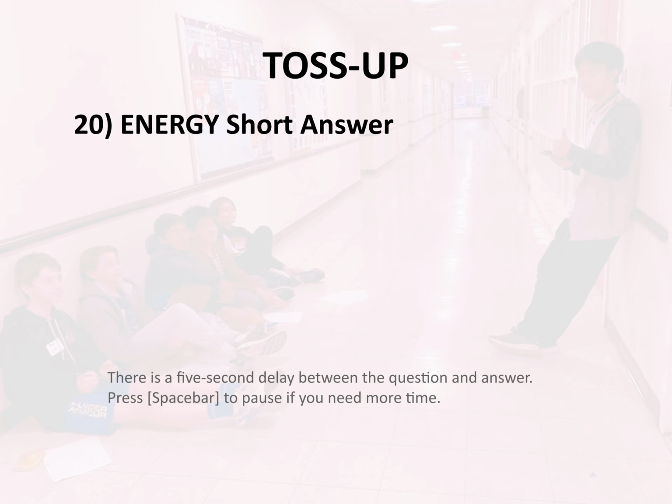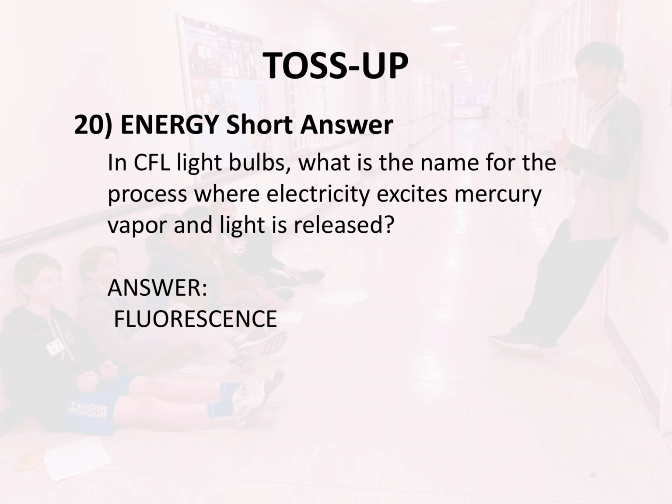Toss-up 20. Energy. Short answer. In CFL light bulbs, what is the name for the process where electricity excites mercury vapor and light is released? Answer: fluorescence.